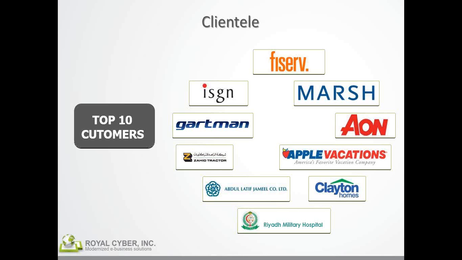Here's a list of some of our customers. Our clientele is way larger, but we have shown just a few of them to show the diversity of domains we work with. Aon is primarily an insurance provider, Gartman is a programming firm, Apple Vacations is a travel facilitator. So we are almost in every industry.